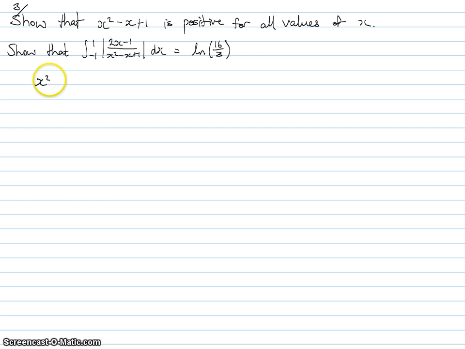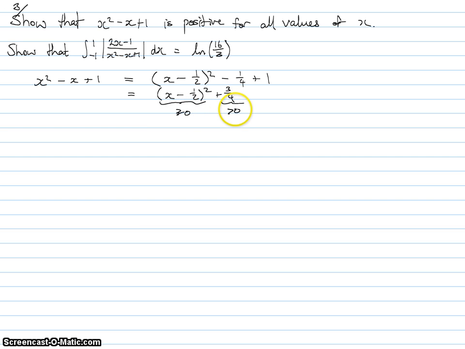So x squared minus x plus 1, if we complete the square here, we have (x minus a half) squared minus (a half) squared, so minus a quarter, plus 1. This is equal to (x minus a half) squared plus 3 over 4. Now, (x minus a half) squared is bigger than or equal to 0. Therefore, we can say this expression is strictly bigger than 0, and this is what we wanted to show.